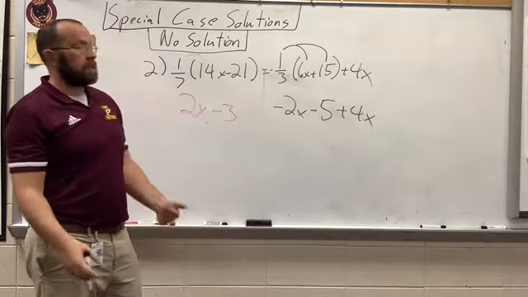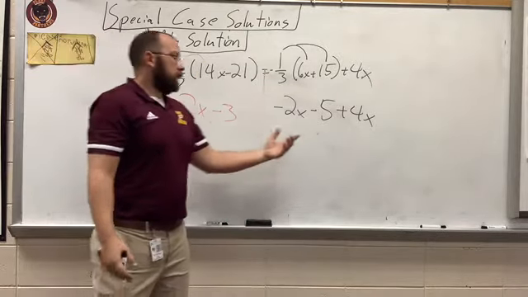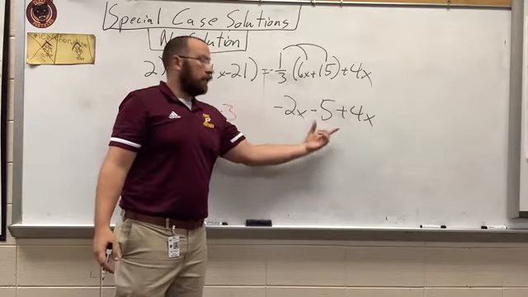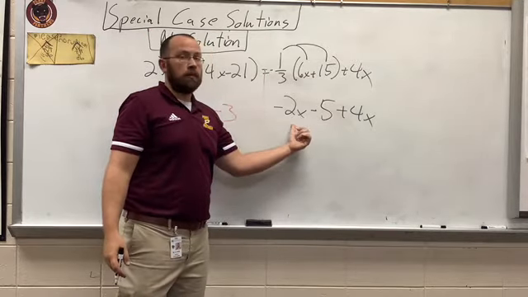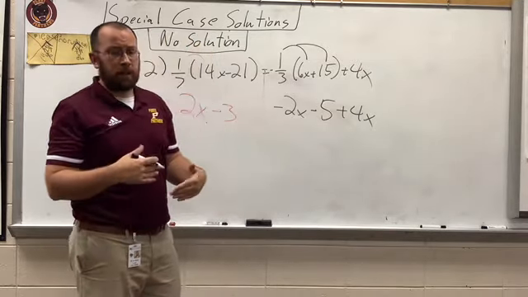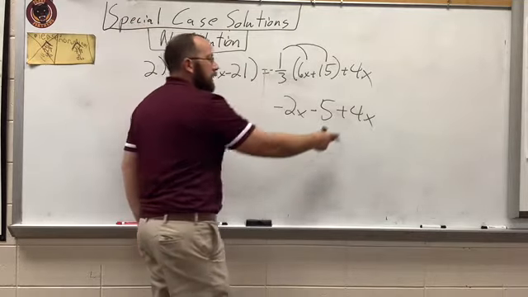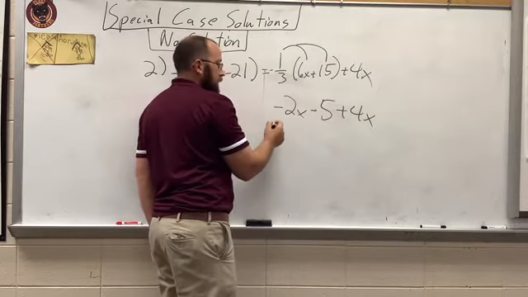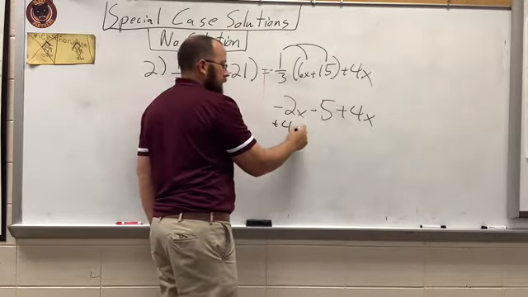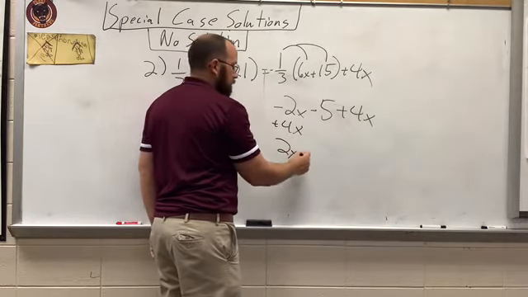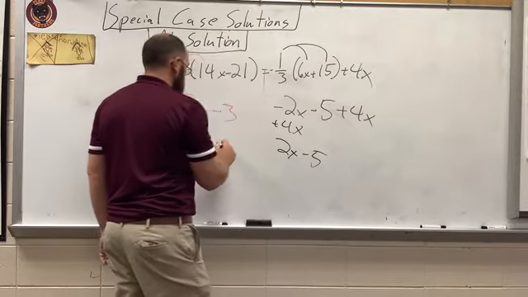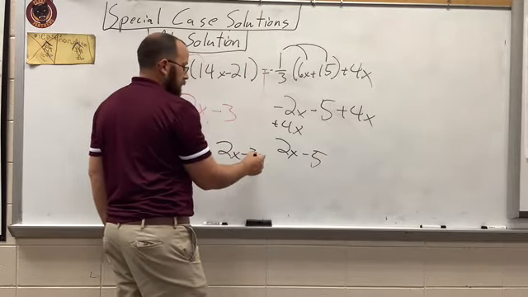Now we need to simplify. Remember, when you simplify on one side, all you do is combine your terms. You don't use the inverse operation. You only use the inverse operation when you go over the wall. So when I'm combining these two, 4x and negative 2x, that just gives me 2x minus 5 equals 2x minus 3.